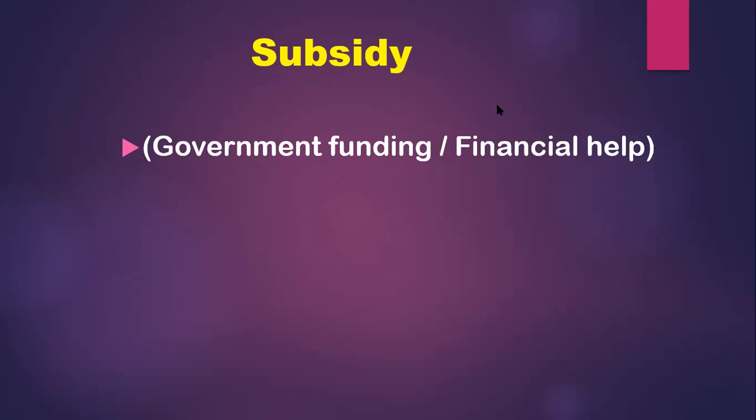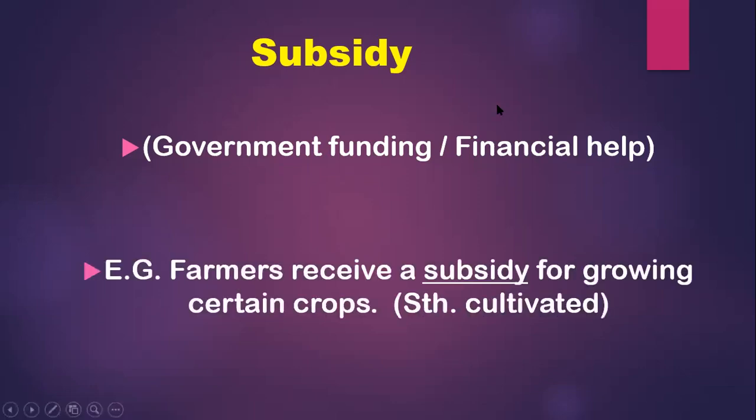Let's see. Here's my example, guys. Farmers receive a subsidy for growing certain crops. What's the meaning of crops? In this case, it's something cultivated, something that they have cultivated or prepared on the ground. So the government is helping them, in simple words.